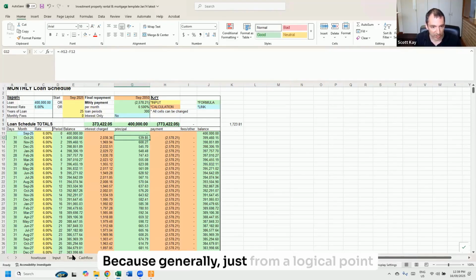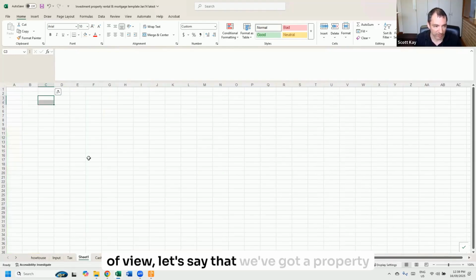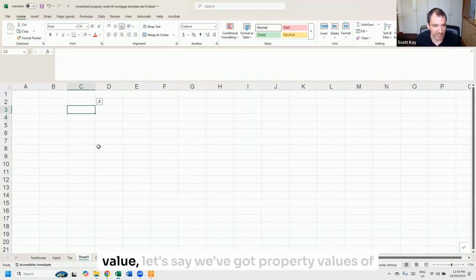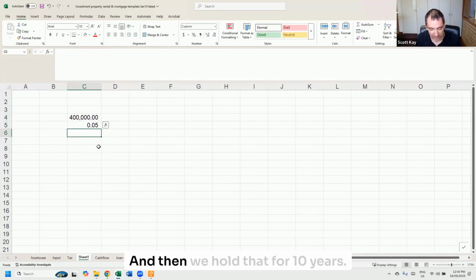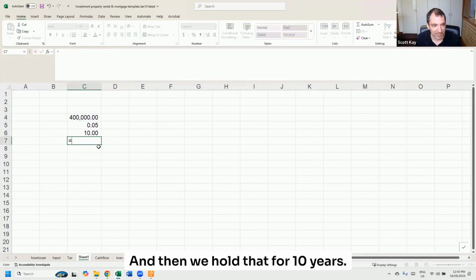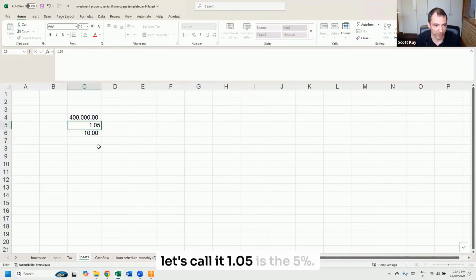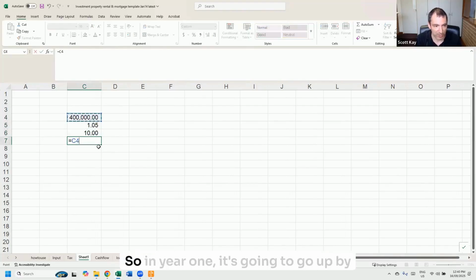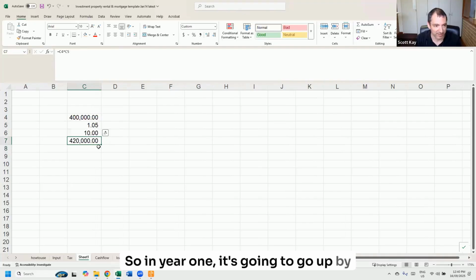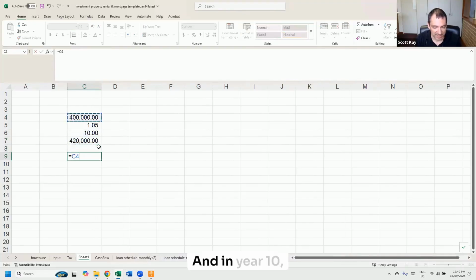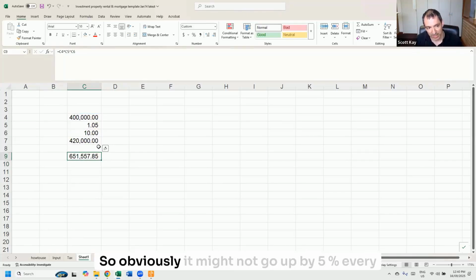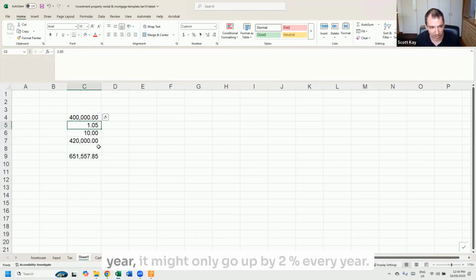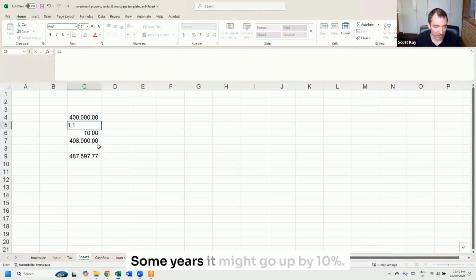Because generally, just from a logical point of view, let's say we've got a property value. Let's say we've got property values of $1 and property goes up by 5% a year. And then we hold that for 10 years. And let's say we multiply that, let's call it 1.05 for the 5%. So in year one, it's going to go up by $20,000. And in year 10, the value should be $651,000. Obviously, it might not go up by 5% every year. It might only go up by 2% every year. Some years it might go up by 10%.